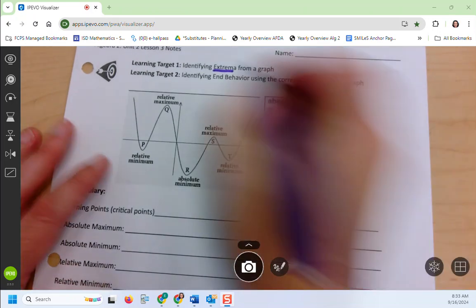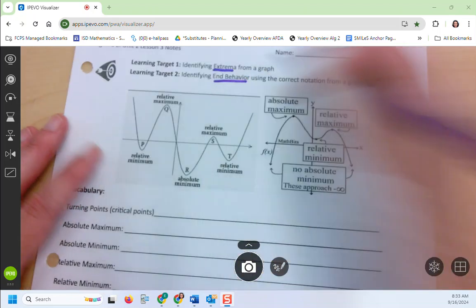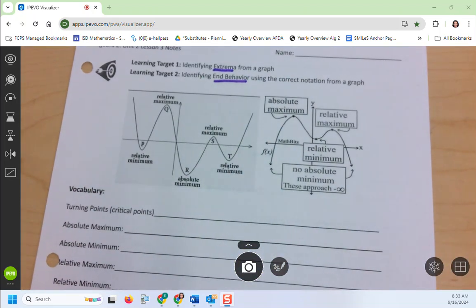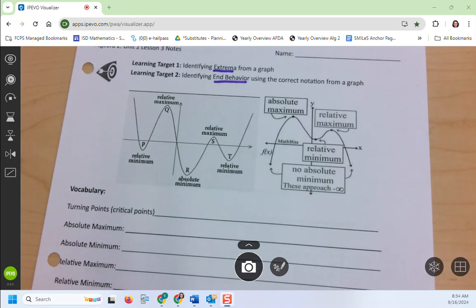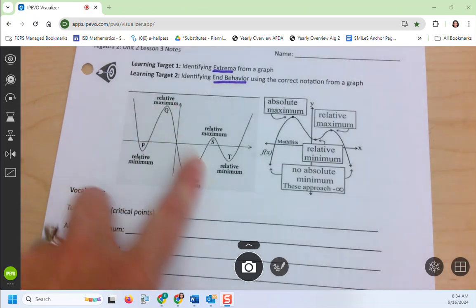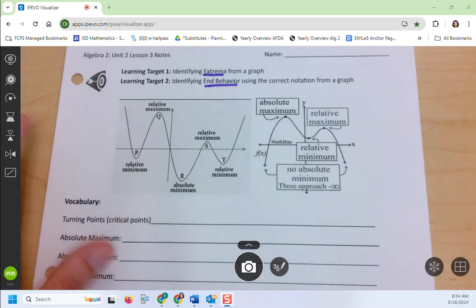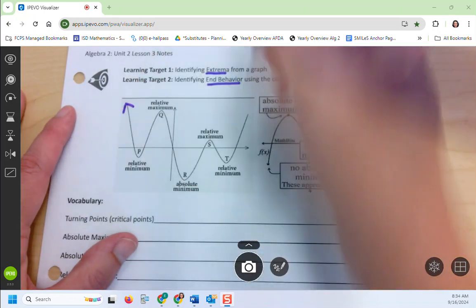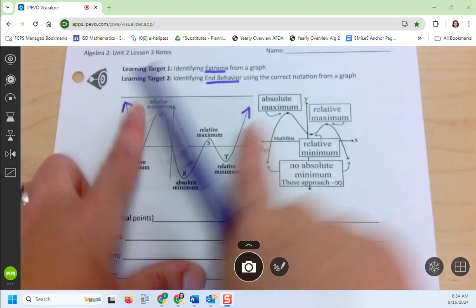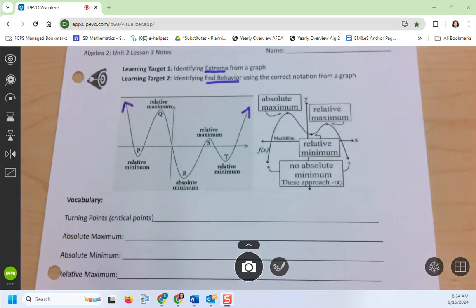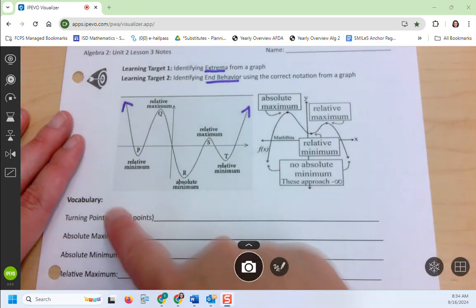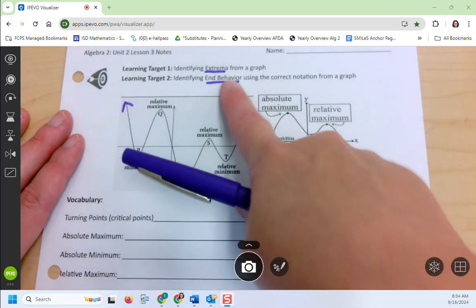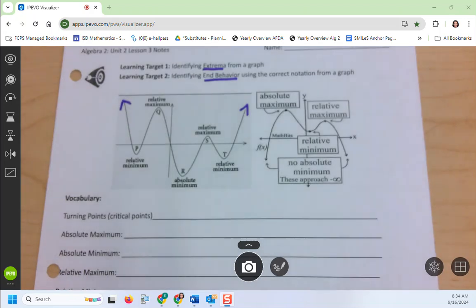We're also going to talk about end behavior. The end behavior of a function is important because we always look at this interesting part of the graph in the middle, but most of the function is what happens at the ends of the function. So end behavior is very important. We're going to start with some vocabulary, then we'll talk about extrema, and then end behavior.